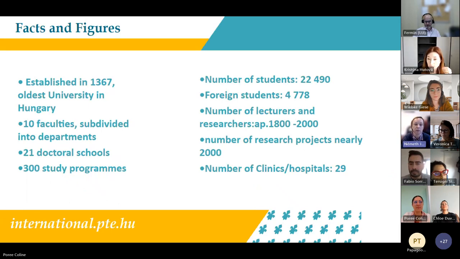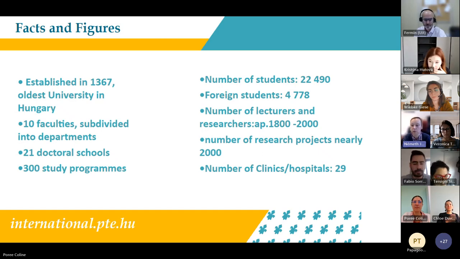Our university was founded in 1367, one of the oldest universities, not only in Hungary, but also in Europe. We have 10 faculties. These are subdivided into departments, 21 doctoral schools, more than 300 study programs. At the moment, the number of students is around 22,490. We have a big community of foreign students, 4,778 students, degree students, exchange students, and also some of the students who are coming from the neighboring countries. We also say that they are foreign students.